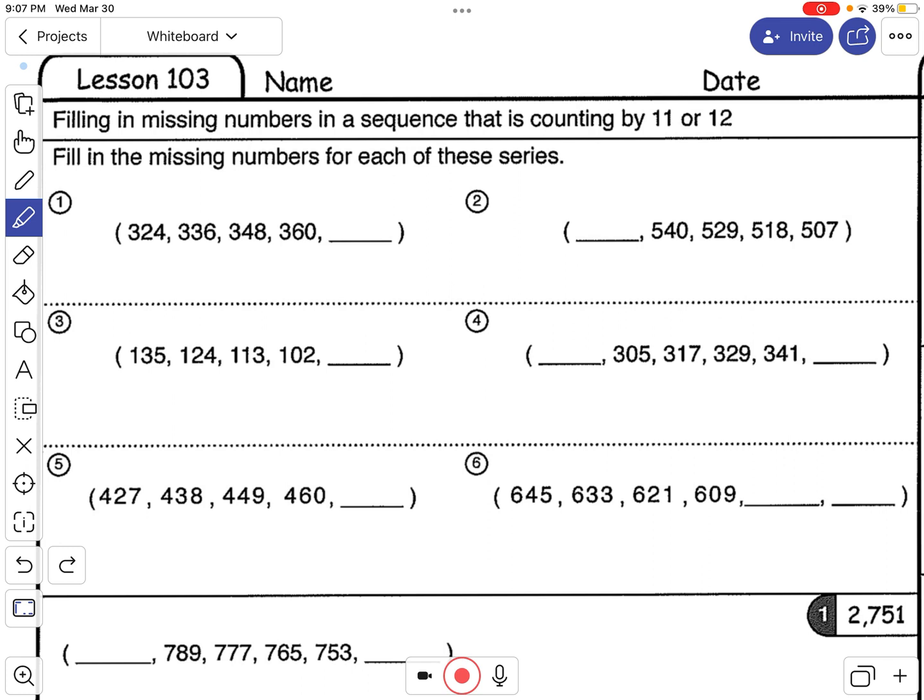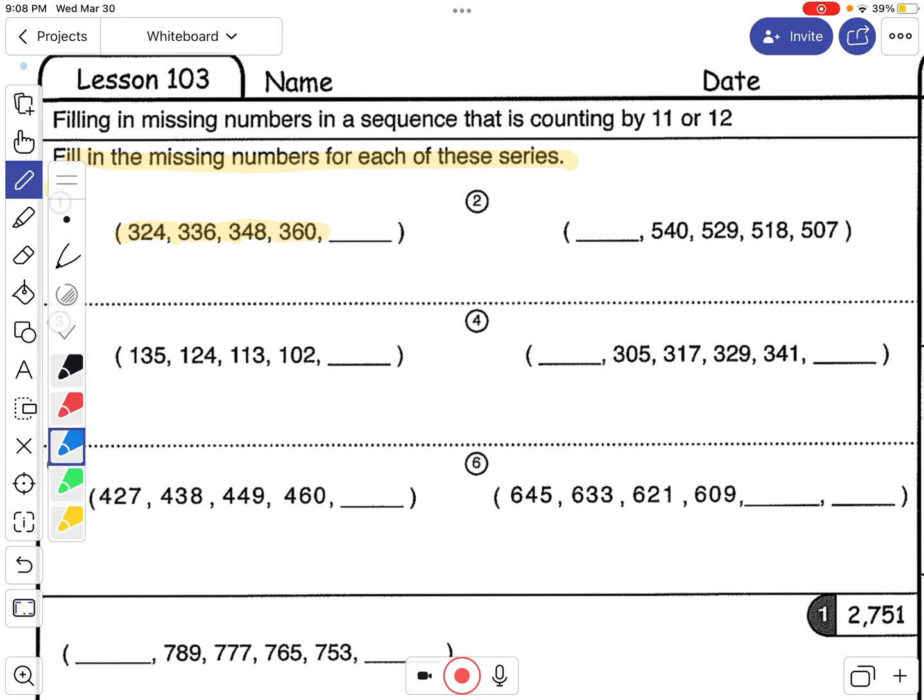Today we are going to fill in missing numbers in a sequence that is counting by 11 or 12. So basically, we just gave you the answer. It's your lucky day. This is not going to be too tough. So we're going to fill in the missing numbers for each of these series. Here we go. First one that we're looking at is 324, 336, 348, and 360.